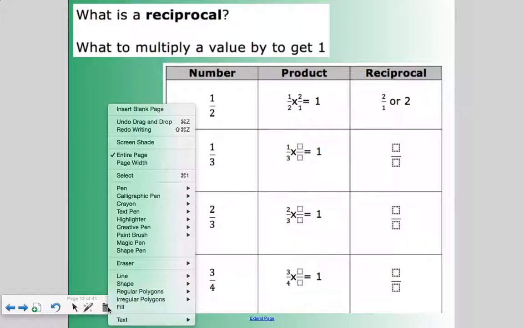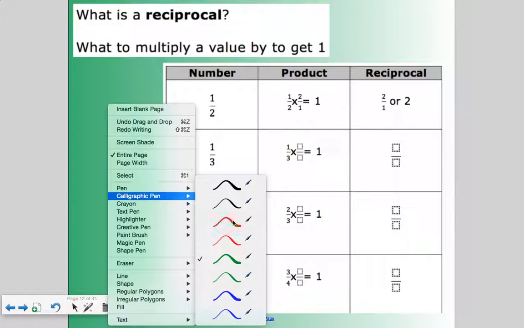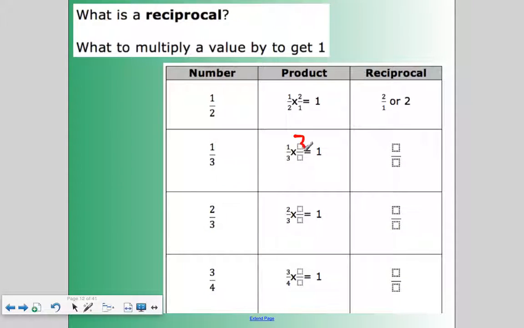So let's do the next one. What is the reciprocal of 1/3? 3/1. If you multiply 1/3 by 3/1, you get the value of 1. So the reciprocal of 1/3 is 3/1. What's the reciprocal of 2/3? 3/2. Because if you multiply 2/3 and 3/2, you get 1 whole. What's the reciprocal of 3/4? 4/3. Because if you multiply 3/4 by 4/3, you get 1 whole.